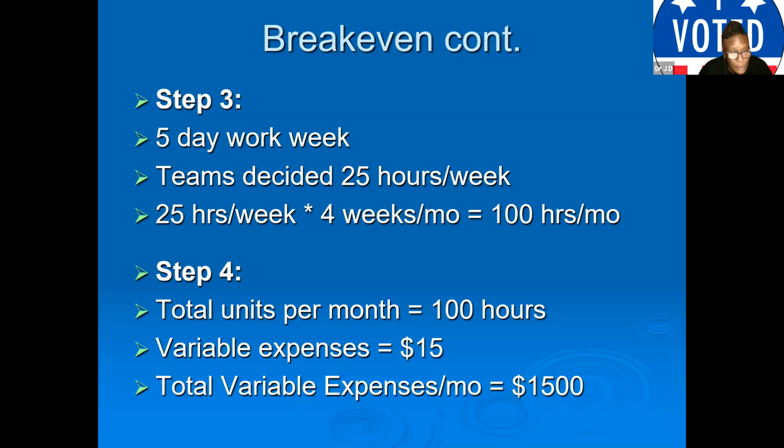In step 4, we're looking at what price you have to charge. Your total units per month is now 100 hours. Your variable expense is $15. So your total variable expenses per month are the 100 hours times the $15 variable expense. That gets you to the $1,500 that is required for that month in step 4. That's what you're looking for.